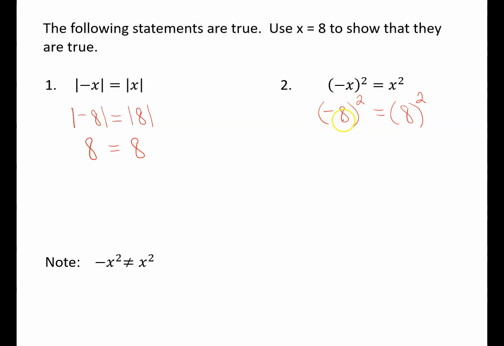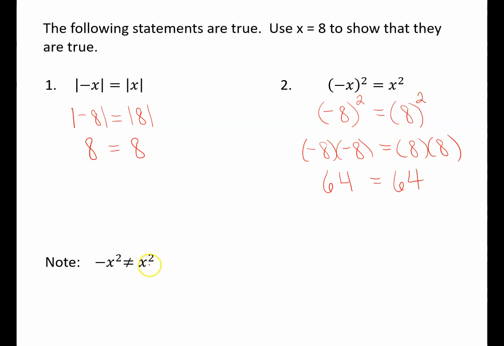Because the negative is inside, that means negative 8 times negative 8. And the right side, of course, is 8 times 8. Now negative times negative becomes a positive. So we end up with a true statement. That means when we have negative x inside the parentheses squared, it simplifies to be just positive x squared.